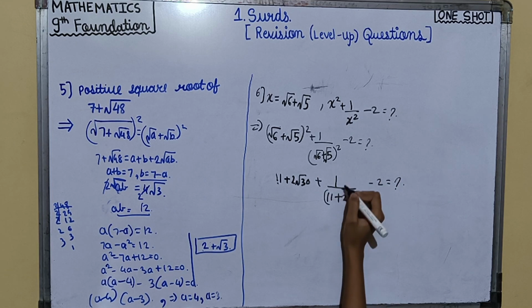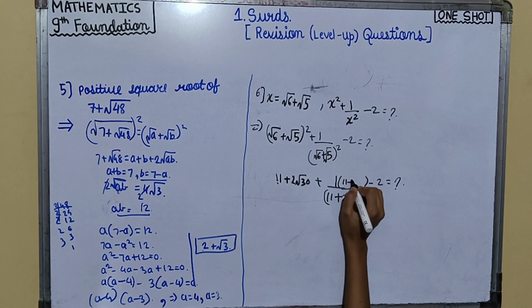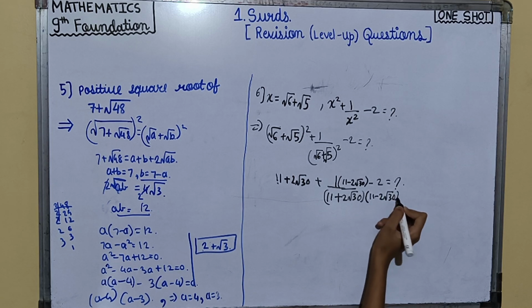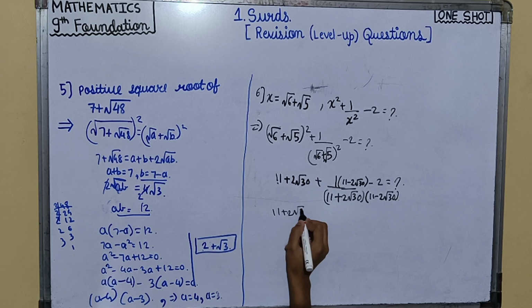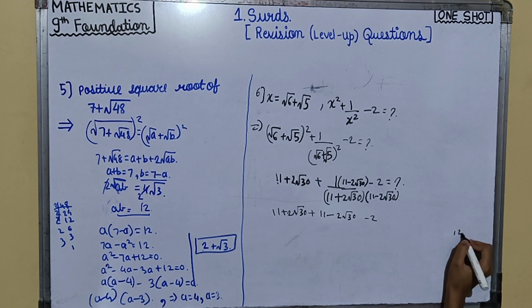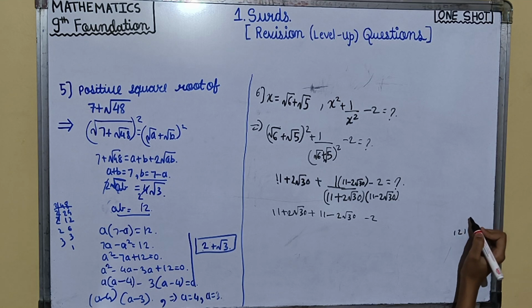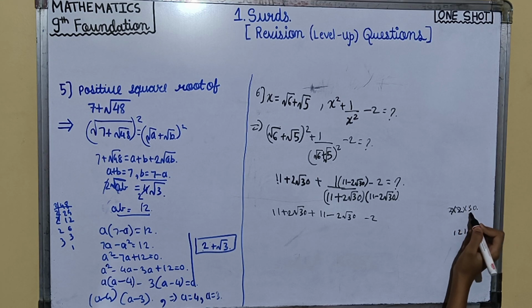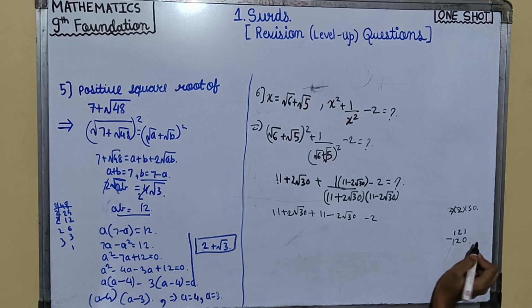Now first of all, we'll rationalize this term to make our work easy. We'll get 11 plus 2 root 30 plus 11 minus 2 root 30 minus 2 upon 11's whole square, which is 121, and 2 root 30's whole square is 2 into 2 into 30, means 120. 121 minus 120 will get 1.